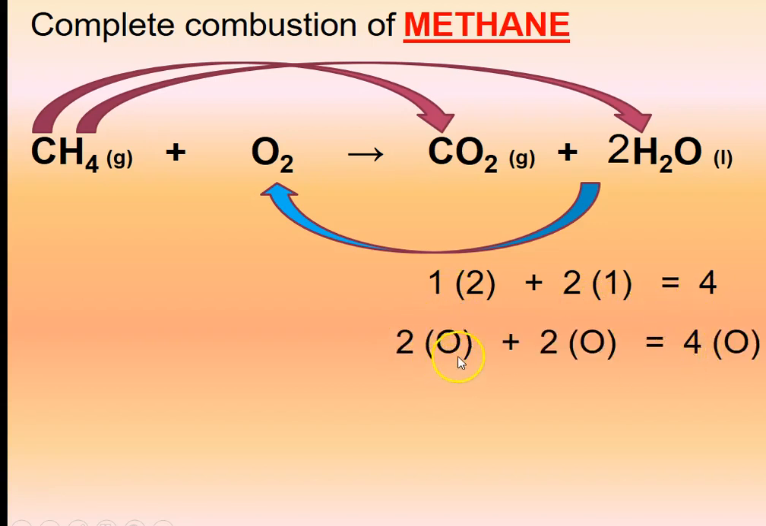Another way of saying this is we've got 2 oxygens here and we've got 2 oxygens here, so we've got 4 oxygens altogether. Obviously this is fairly easy at the moment. So on this side, each oxygen molecule comes in pairs, so we need 4 oxygens over here. 4 divided by 2, because they come in pairs, means we need 2 pairs.